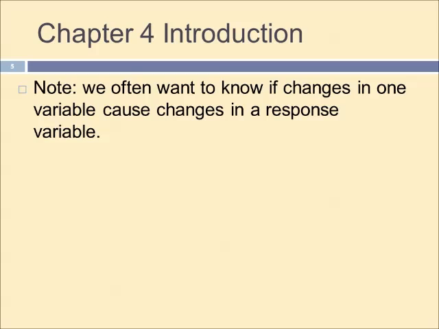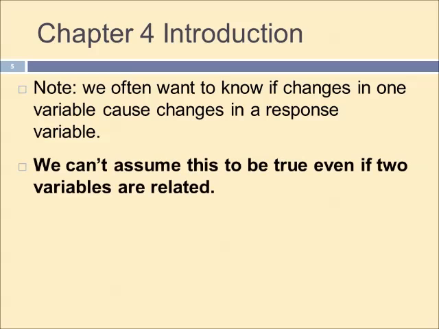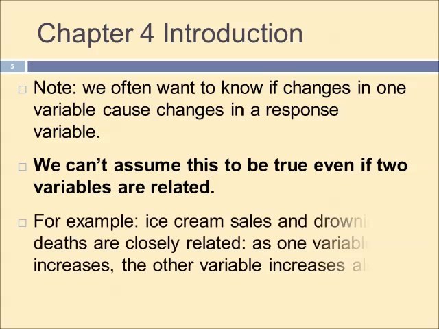Note, we often want to know if changes in one variable cause changes in a response variable. We can't assume this to be true, even if two variables are related. For example, ice cream sales and drowning deaths are very closely related. As one variable increases, the other variable increases also. So we could say that they're strongly related, but certainly we're not going to say that ice cream sales cause drowning or the other way around.